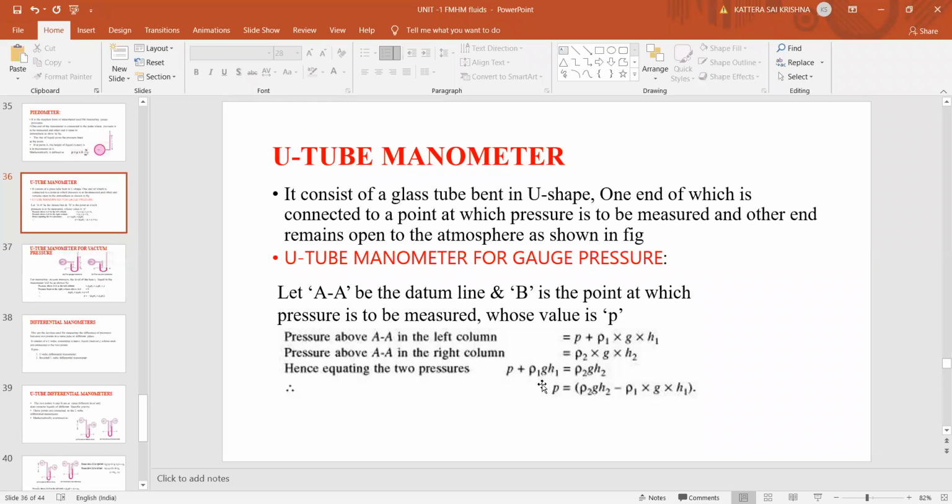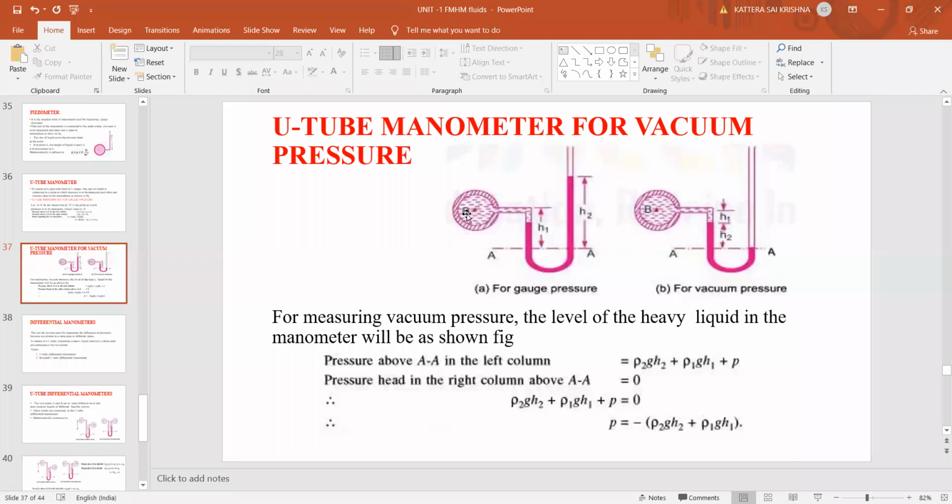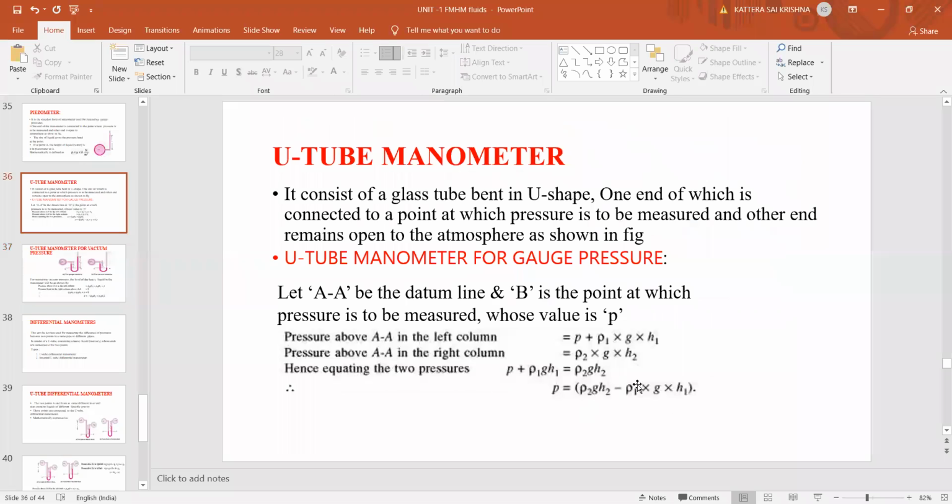So if you need to find the pressure in the tube, this pipe, we need to use this equation: P equals rho 2 GH2 minus rho 1 GH1. So that is the pressure inside the tube, right? So P equals rho GH, you need to remember this. Yes, any doubt?